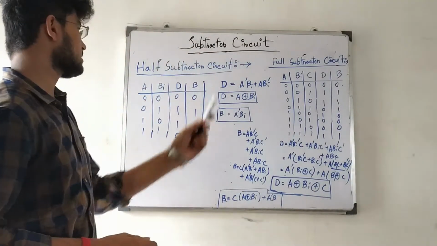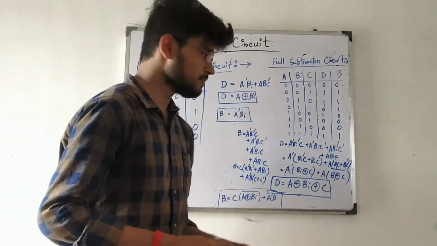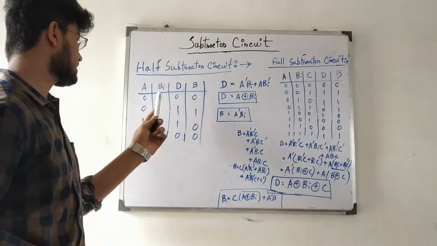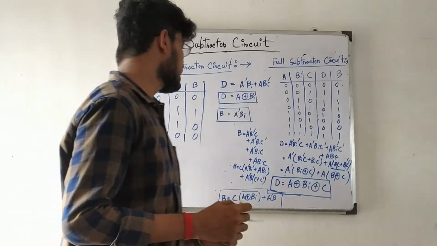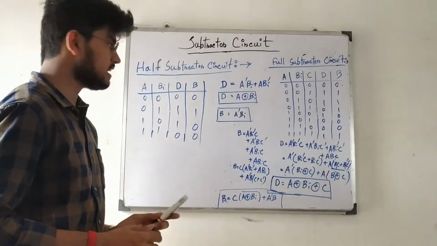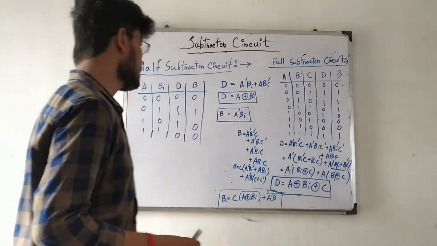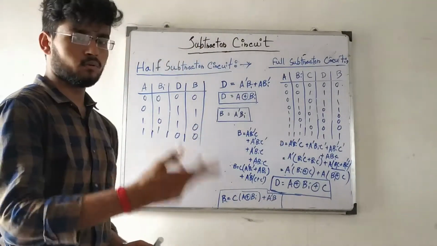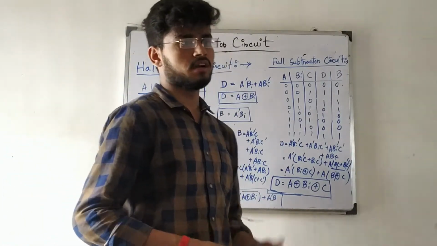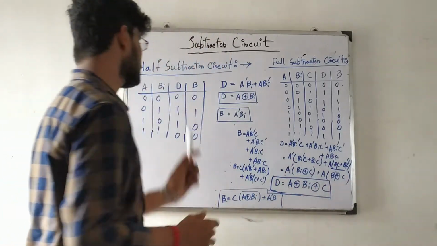So what is a half subtractor circuit? This is the truth table of the half subtractor circuit. There are 2 binary digit inputs A and B. So 4 combinations are possible, and there are 2 outputs, that is difference and borrow. When we perform subtraction, 2 types of output are possible, difference and borrow, because sometimes we have to take a borrow from our previous digits.